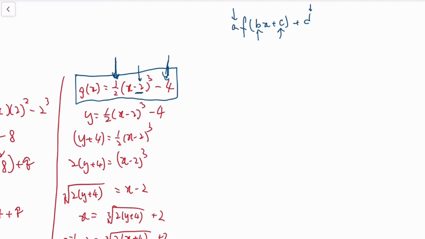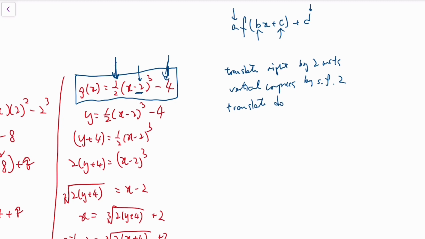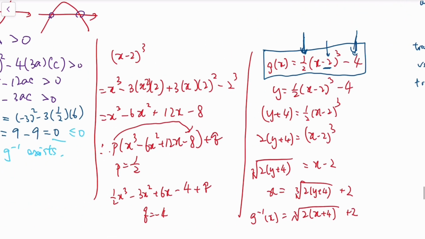So that being said, I usually like to do horizontal stuff first, so the transformation would be translate to the right by 2 units, and then vertical compress by scale factor 2, and then translate down by 4 units. Okay, not the prettiest handwriting, but I think you got it.